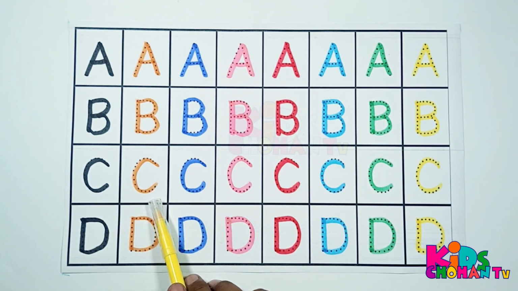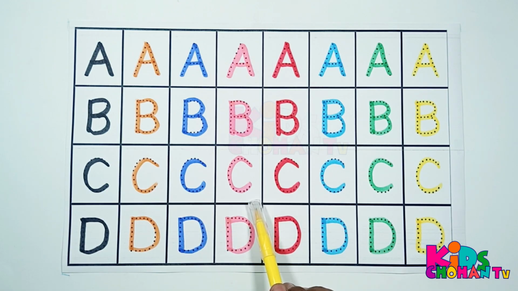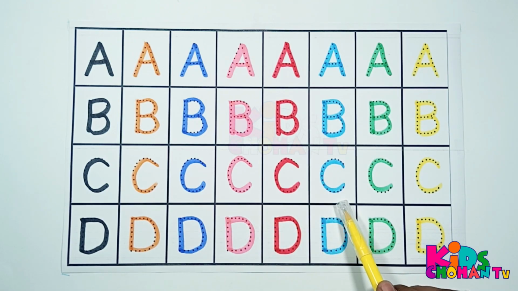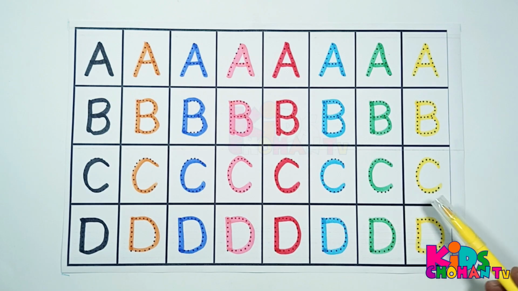C. C for cat. C. C for cap. C. C for cycle. C. C for catch. D. D for dog. D. D for duck. D. D for drum. D. D for door.